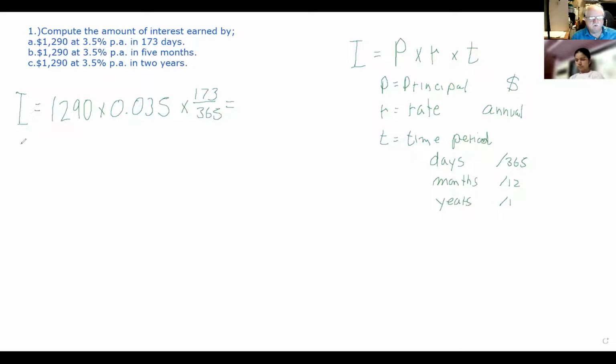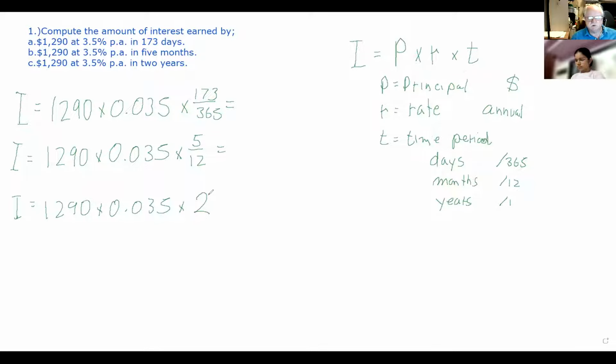The next one is I equals 1290 times 3.5% or 0.035. But it's 5 months, but we have to translate that into 5/12 of a year. And the last one is I equals 1290 times 0.035 times 2 years. And we don't have to translate it into anything.